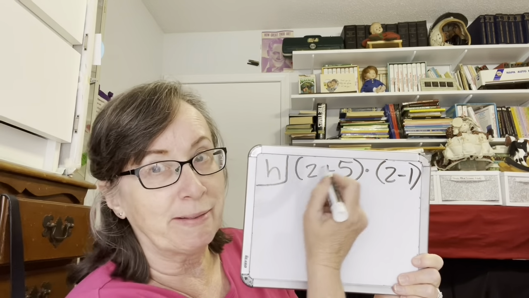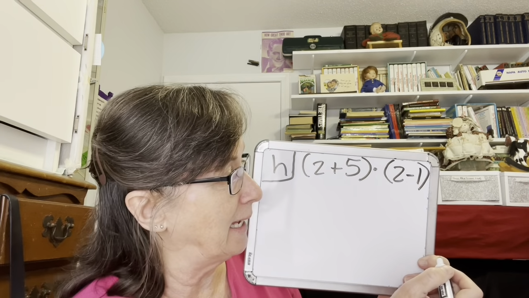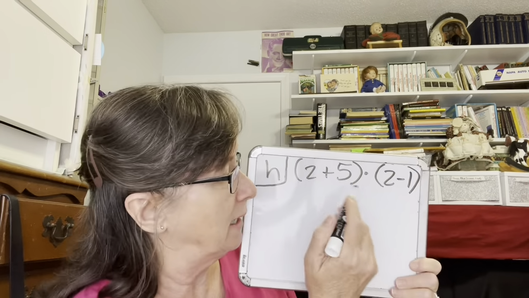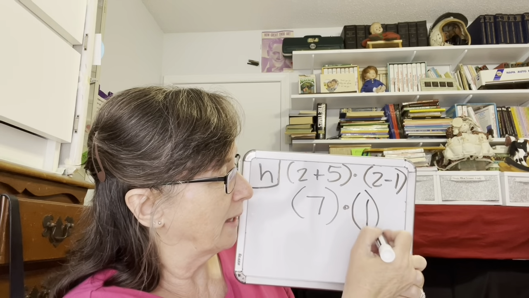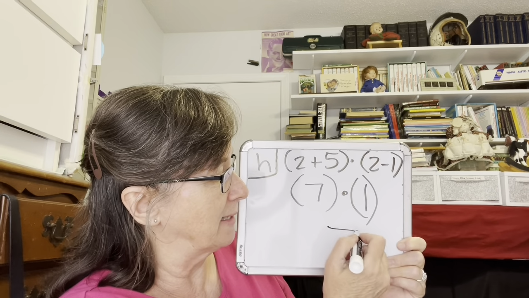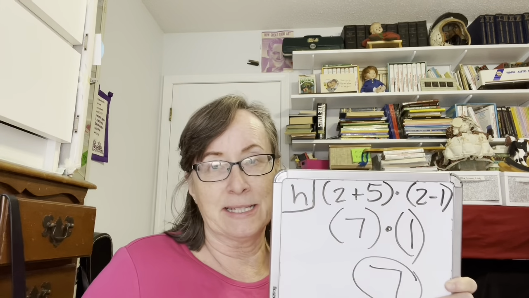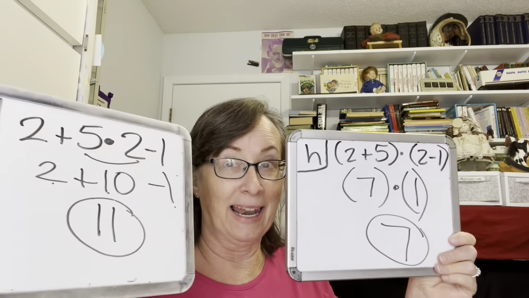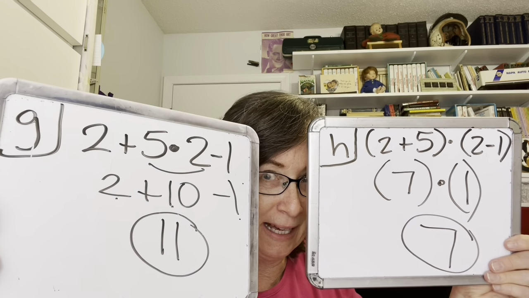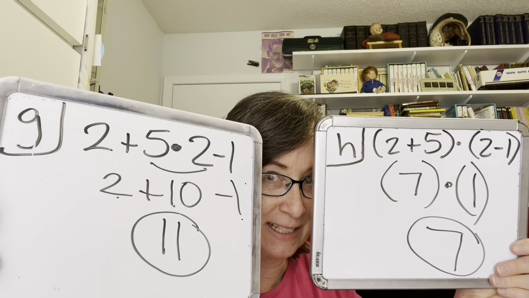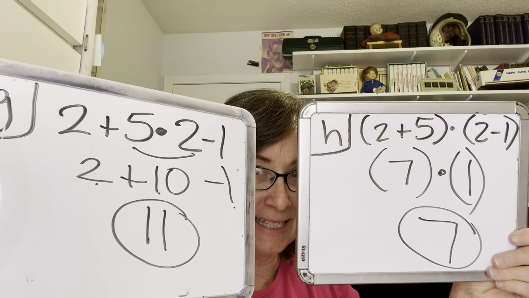We're going to do this parenthesis. Since it's a parenthesis, it's going to be left to right. 2 plus 5 is 7 times 2 minus 1 is 1. 7 times 1 is 7. And on this one, we got 11. And we got 2 different answers because of some parentheses. Look how everything else is the same, but the parentheses made them different.